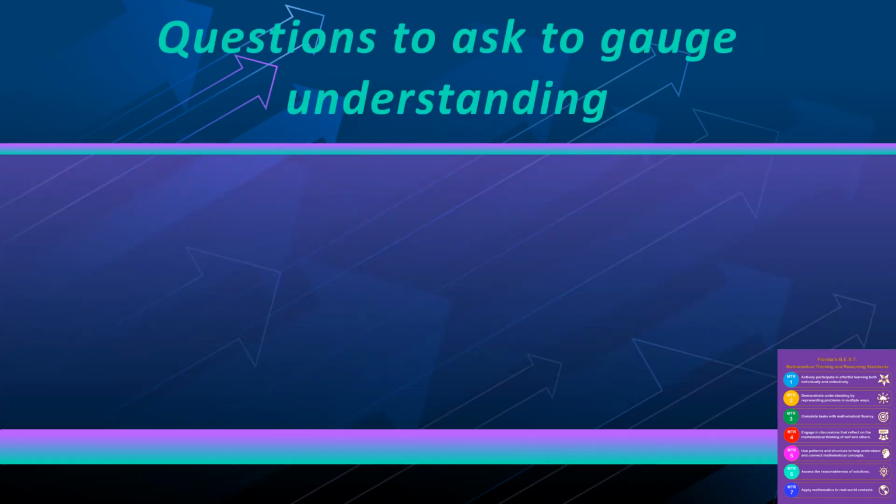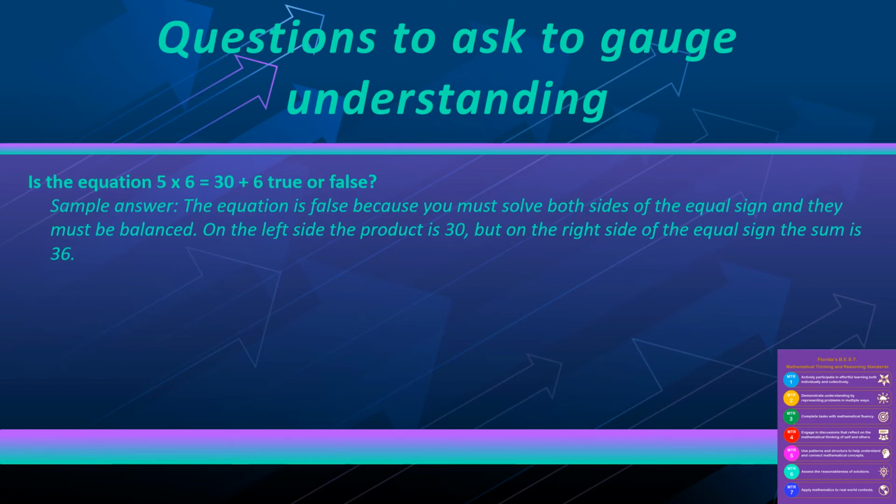Here we have some more questions to ask to deepen understanding. Our first one is the equation 5 times 6 equal to or the same as 30 plus 6, true or false? A sample answer from a student could be, the equation is false because you must solve both sides of the equal sign and they must be balanced. On the left side, the product is 30, but on the right side of the equal sign, the sum is 36.